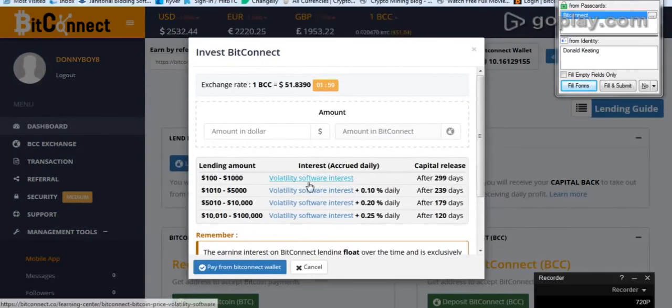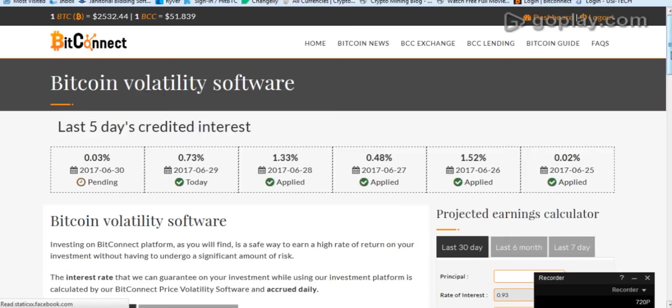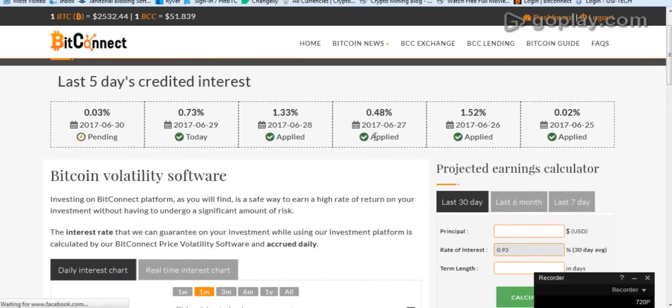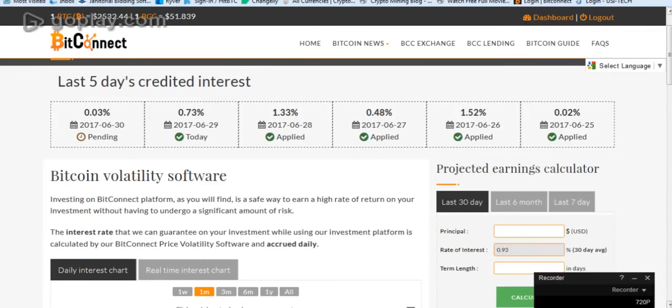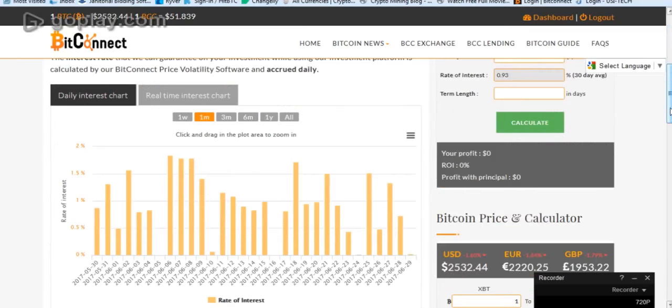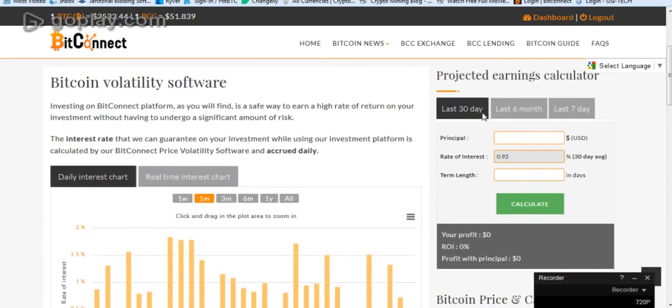And I just want to double check that again. Here you can see the last 6 days of payouts, well, 5, and then this is for today or tomorrow. Yeah, the last 30 days, the average rate of interest has been 0.93. So I'm just going to keep that 0.9 in there. I think that's safe.